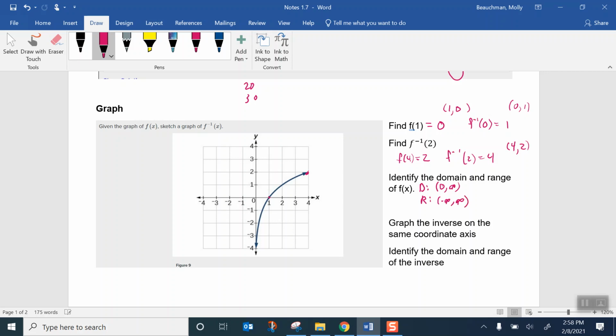Okay? So I want to graph the inverse on the same coordinate axis. How would I do that? I'm just going to sketch. I'm going to take my coordinates. Here I have a coordinate when x is 1, y is 0. So I'm going to switch. I had 1, 0. I'm going to switch: 0, 1 is a point on the inverse. I have the point 2, 4 on my function, so the point 4, 2 is on the inverse.